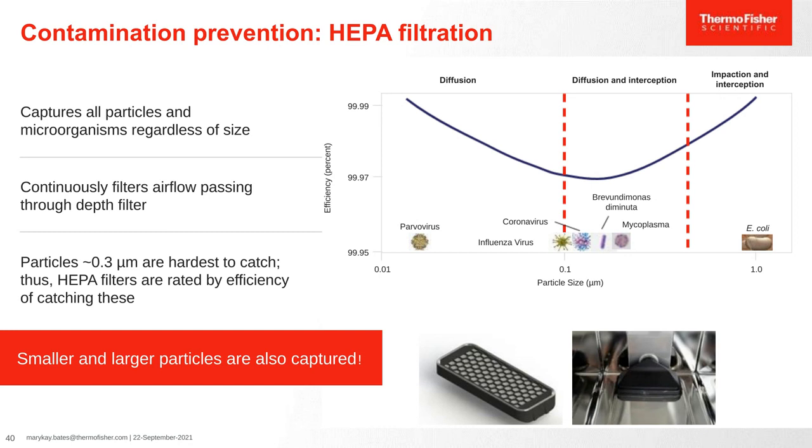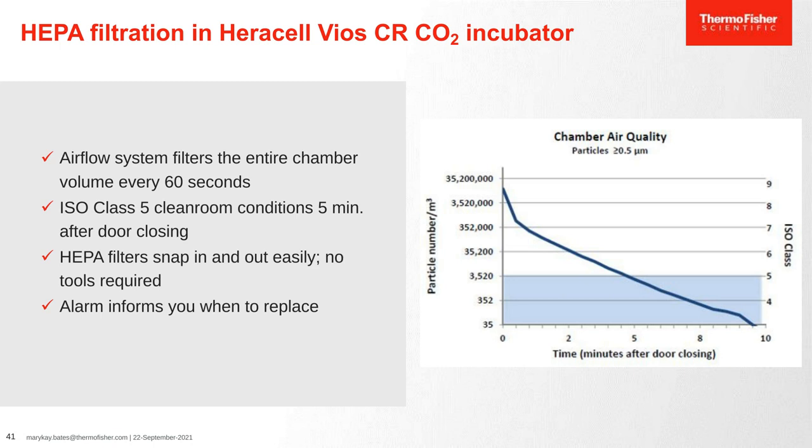So this in-chamber HEPA filtration system works as a continuous dilution. So the entire chamber air volume is filtered through that HEPA filter every 60 seconds, so that within 5 minutes after a 30-second door opening, that chamber inside the incubator reaches ISO Class 5 clean room conditions. And as you can see, the air continues to get cleaner over time as the door remains closed. These HEPA filters snap in and out easily. You don't need any special tools, and there's an alarm to tell you to replace it after 12 months.